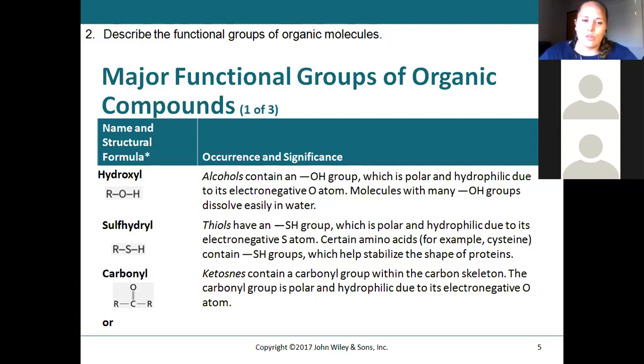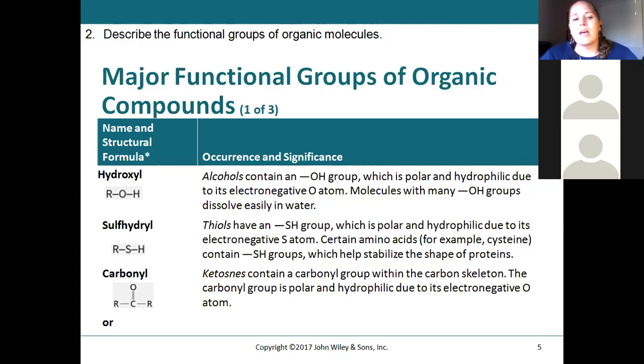A sulfhydryl group on top of organic molecules makes them thiols. Again, this is very polar. There are certain amino acids that actually have this group on there. So we get to talk about proteins, and what makes proteins different is that they have these groups that hang off of them. For example, cysteine is one of them, and it's got a sulfhydryl group that hangs off of it. We talk about why this is important.